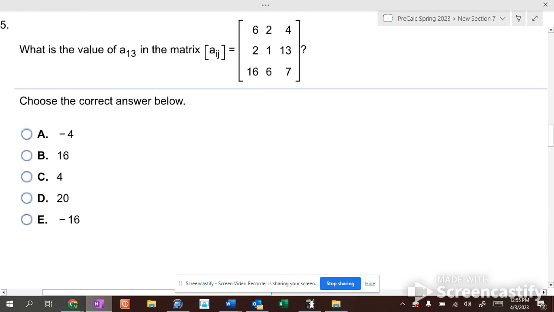And what is the value of A13? First row, third column? 4. Okay? So there's only 5 questions on the second one. It won't take too long. There you go.